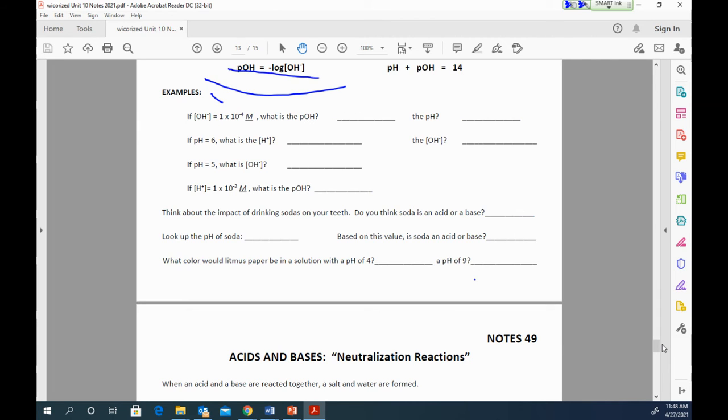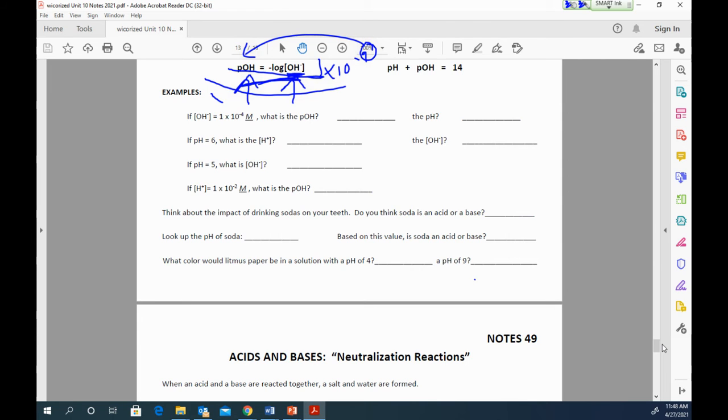And this one works the same way as the one above it worked. If it's talking about OH, then whatever the exponent is, like 1 times 10 to the negative 9, well, then that is the pOH. So whatever exponent is up there is the pOH. You just have to make sure they match, that this one is OH and this one is also OH. If they're not matching, then it doesn't work like that.